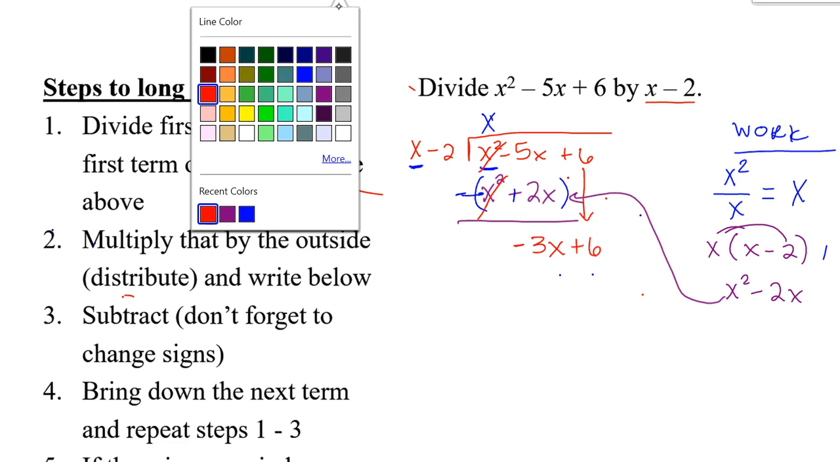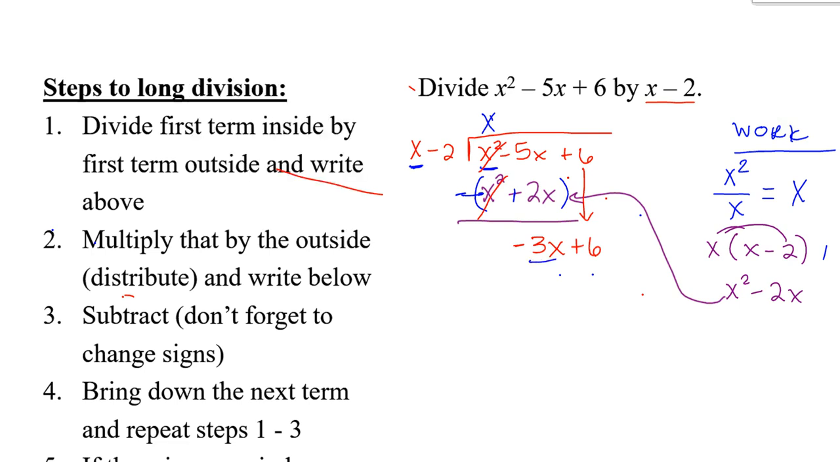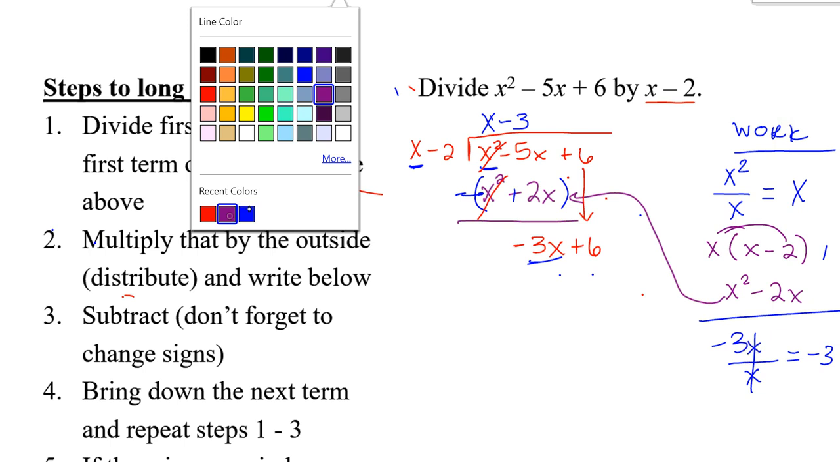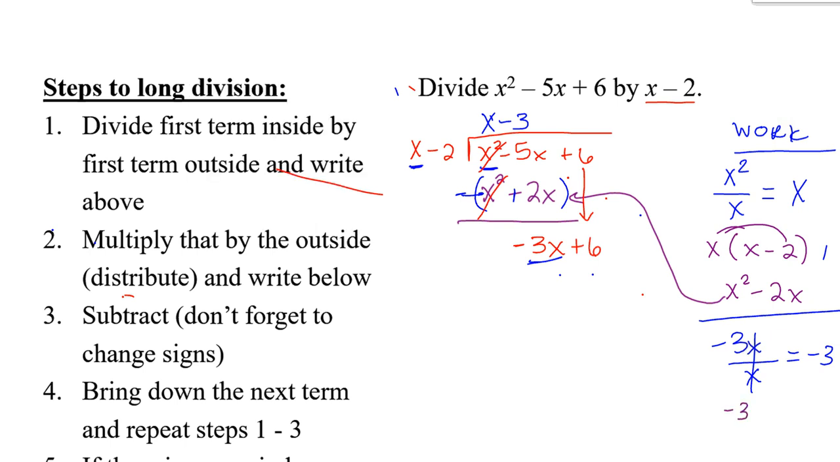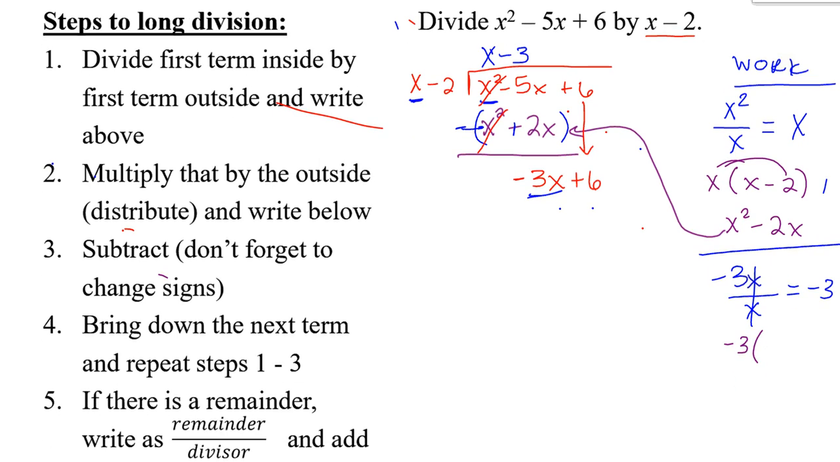So this next one's going to be first term, which is negative 3x, divided by the first term on the outside. The x's cancel, so that's negative 3. That gets written up top. Now you take that and multiply it by the stuff on the outside. It's always the same process. You're still multiplying by the same thing every single time, which means you distribute negative 3x plus 6. Okay, that's going to go down below.